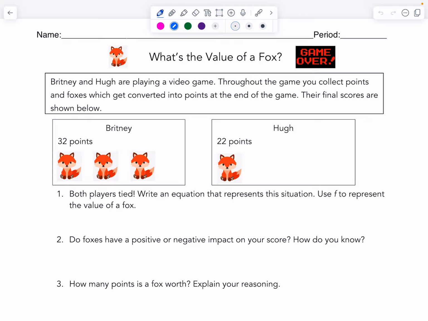Okay, so question 1. Both players are tied. Write an equation that represents the situation. Use F to represent the value of the fox. So go ahead and pause your video and try to write an equation for this. Okay, so the equation you should have gotten is 32 plus 3F is equal to 22 plus F.